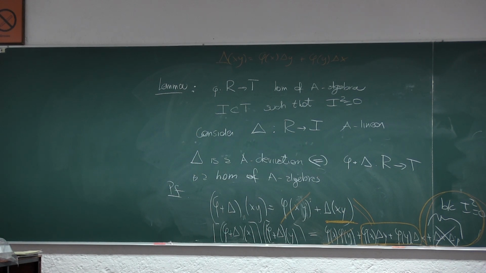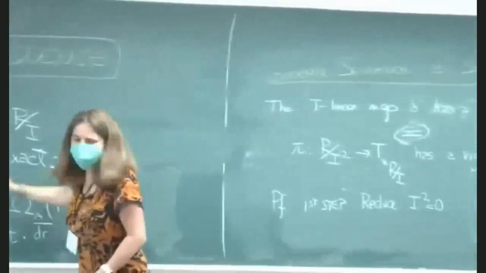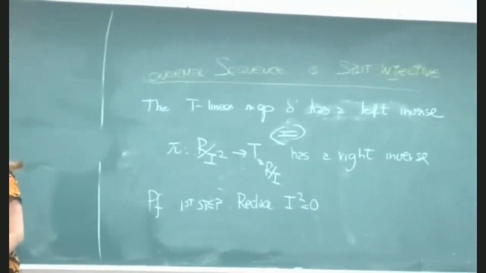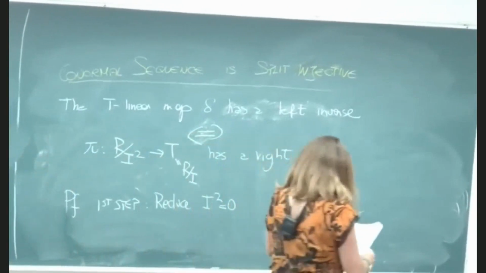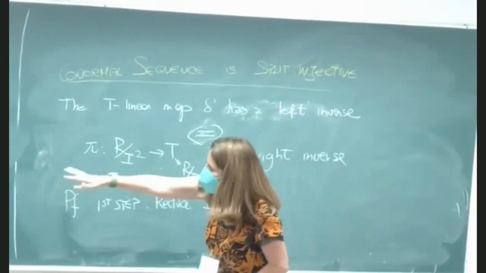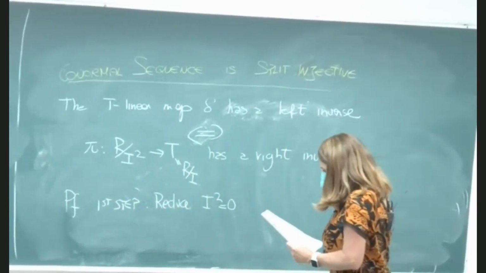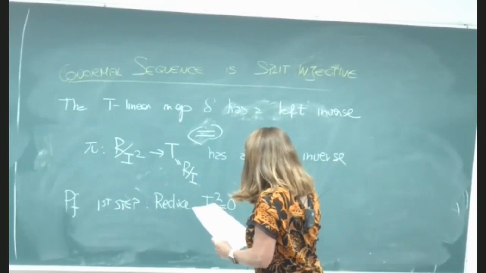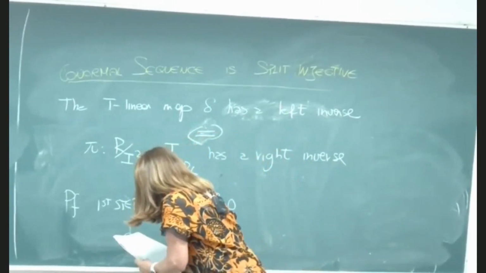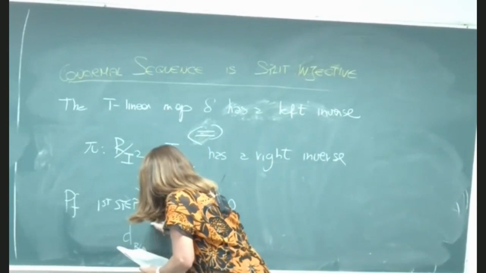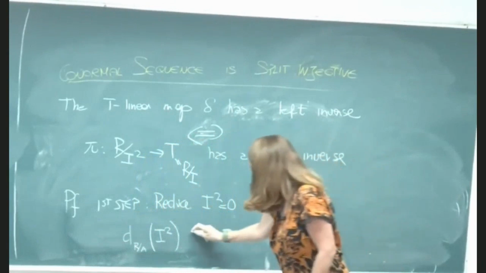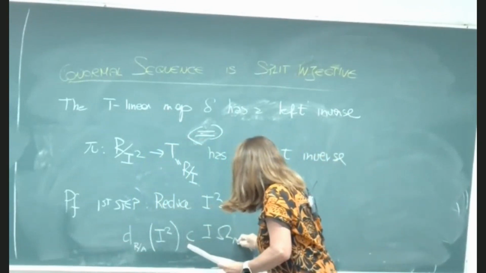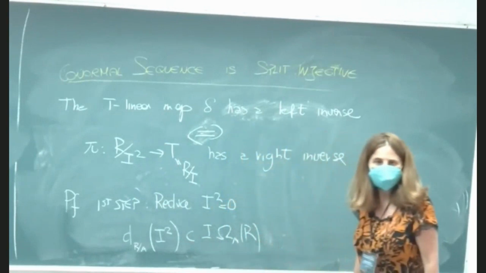How can I reduce to I square equals 0? I have to show that everything in the conormal sequence specializes. Otherwise, I cannot apply this I square equals 0. So I have to go to that case. So let's see how I do it. Remember, this is the map delta, so it's defined there. And now what we know is that if I apply my derivation to I square, this is contained in I times omega by the Leibniz rule, by the product rule.